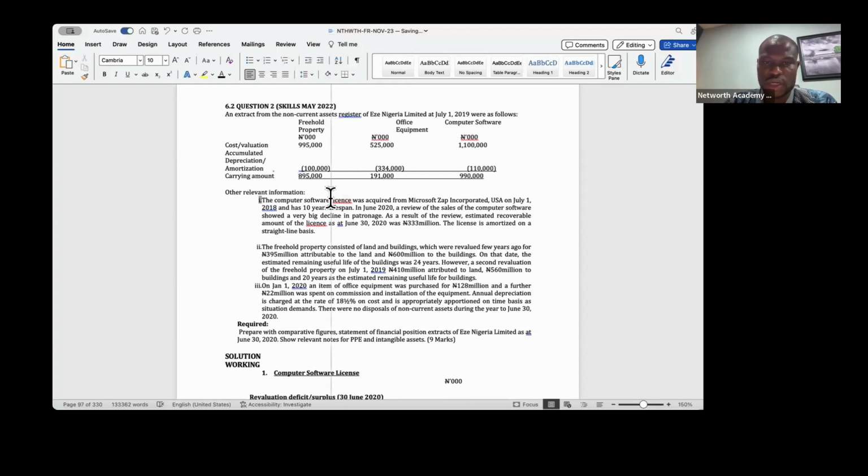First, the computer software. We are told that the computer software license was acquired from Microsoft Zap, incorporated in USA on July 1st, 2018, and has 10 years lifespan. In June 2020, a review of the sales of the computer software showed a very big decline in patronage. As a result of the review, the estimated recoverable amount of the license as at the end of the year, 2020, was 333 million. The license is amortized on a straight line basis.